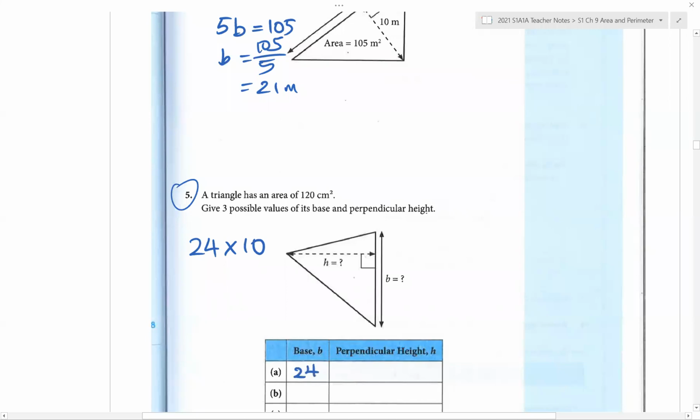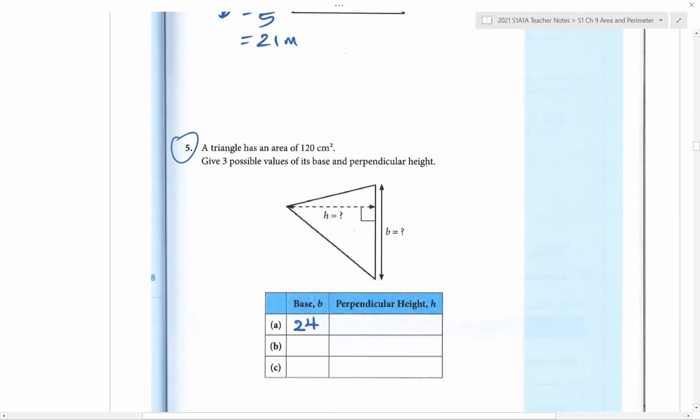Base is 24. And the perpendicular height? What is the perpendicular height? Fari, are you saying something? If you are, you have to speak up. 10. Okay, let us confirm that area is half times 24 times 10. That gives us 120. Okay, that is correct. Thank you. You can sit down. Next, Irene.